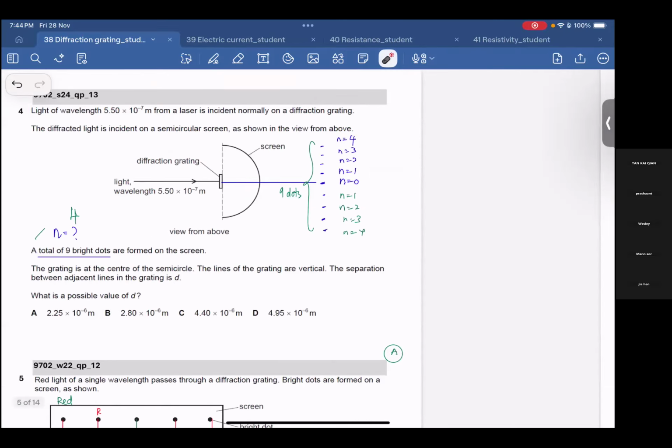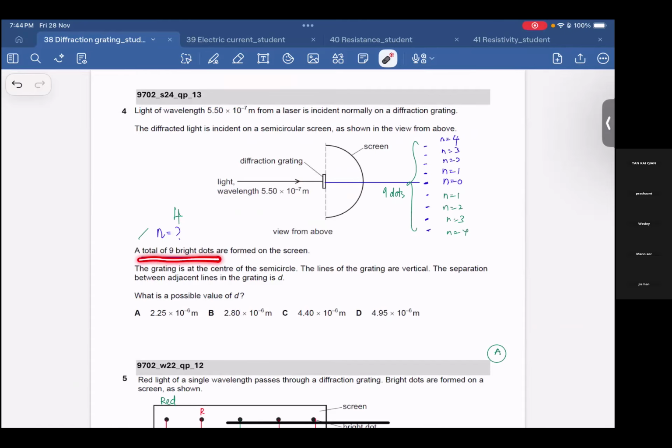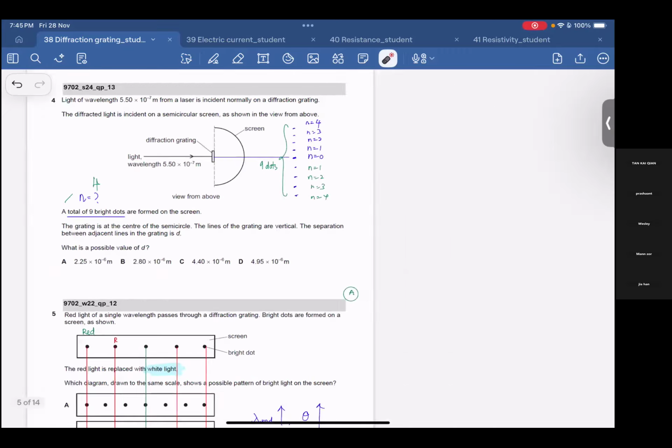Then if they tell you there are a total of 9 bright dots, what is your n? Don't forget the total of 9 dots includes the center, which is 0. So minus 1, you get 8. Upper part is 4, bottom part is 4. So the maximum order that we apply in the formula should be 4. In order to apply d sine theta equals n wavelength, this n maximum is 4.